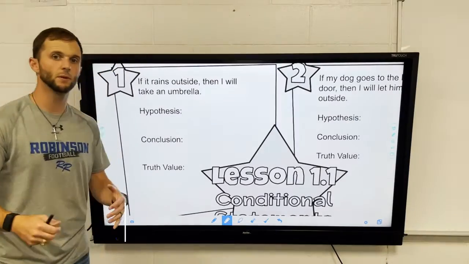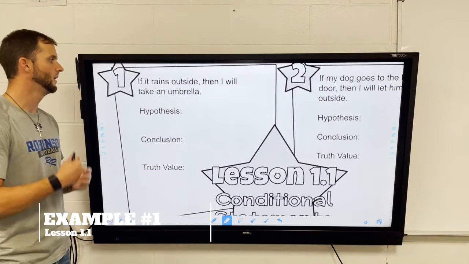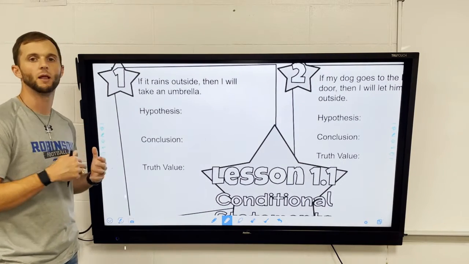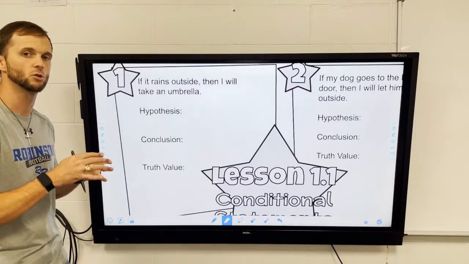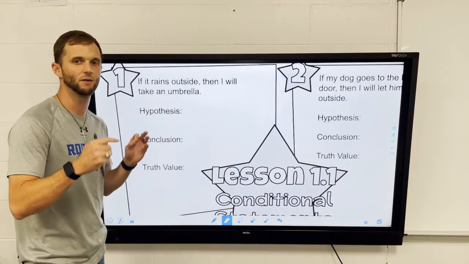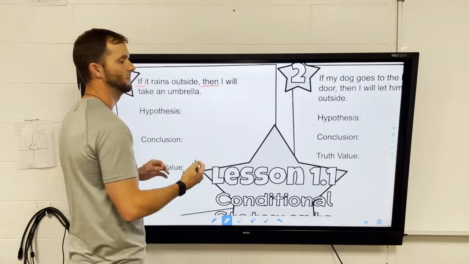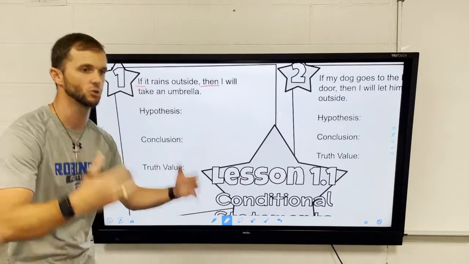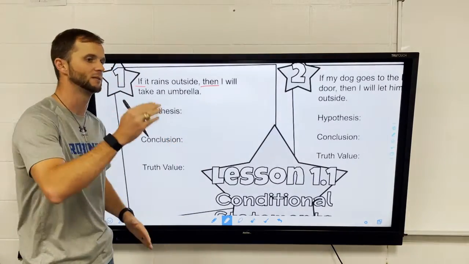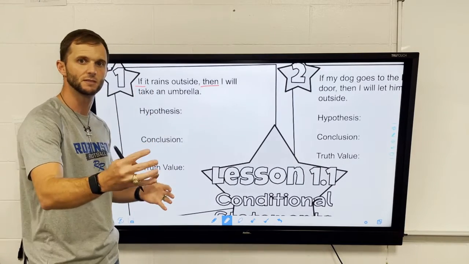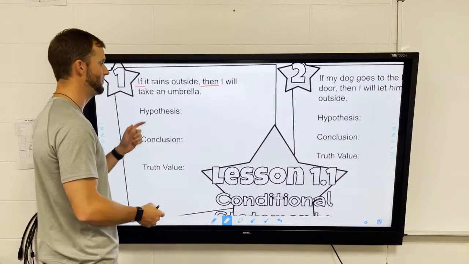On example number 1, the statement says, if it rains outside, then I will take an umbrella. The first thing that we want to look at when it's talking about a conditional statement, I want you to think of a conditional statement as an if-then statement. So anytime we say conditional statement, automatically it should pop into your brain: if this happens, then this happens.